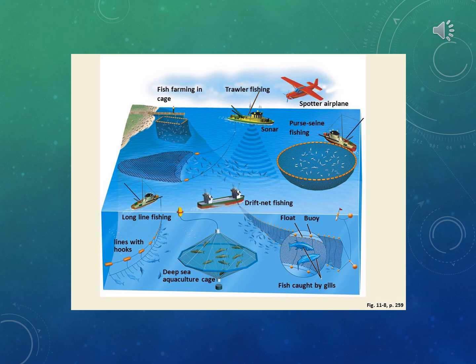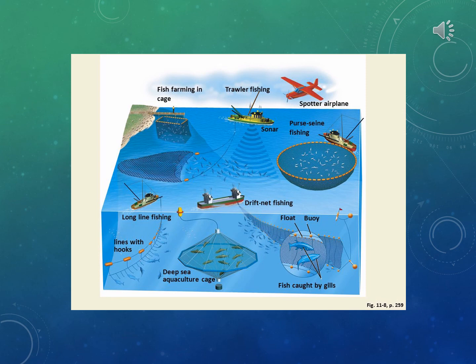ocean. The next one is drift net fishing. Drift net you'll see at the bottom right. The nets are anchored and are put together with bait to attract specific organisms. A drift net is designed to capture the fish by its gills.